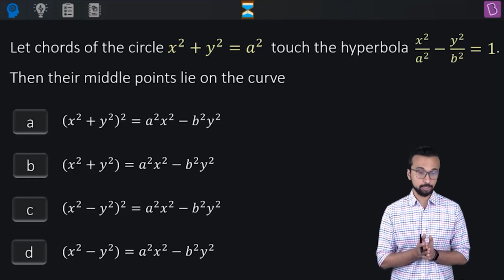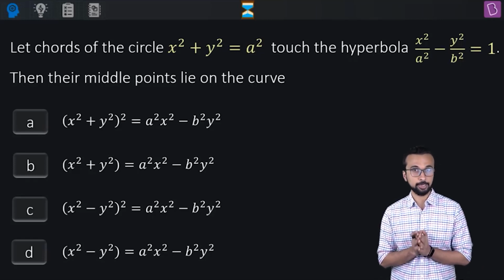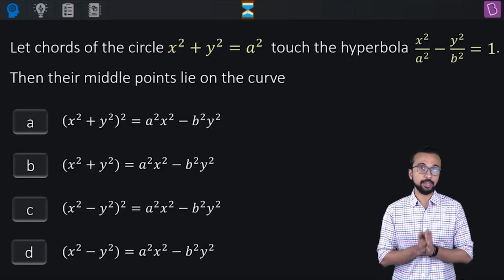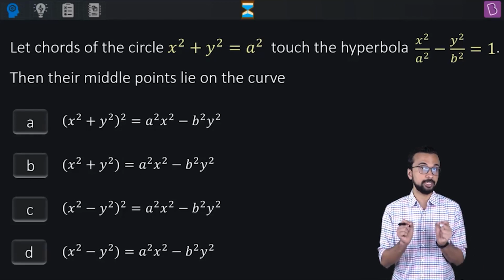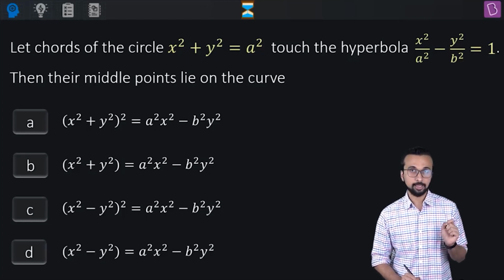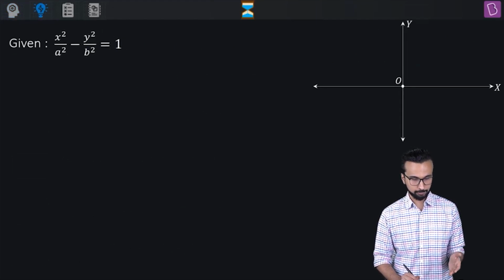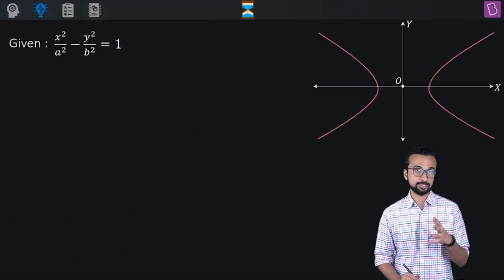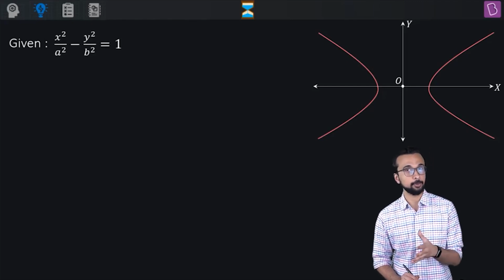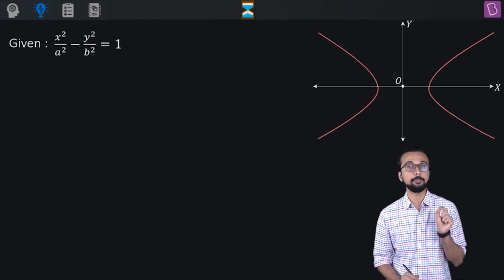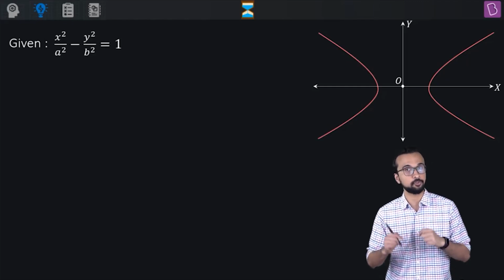It's given that the chords of the circle x² + y² = a² touch the given hyperbola. Now we have to find the locus of the midpoints of these chords. Okay, let's begin. We are given a hyperbola x²/a² − y²/b² = 1, and another circle x² + y² = a². The chords will have a midpoint whose locus we have to find.